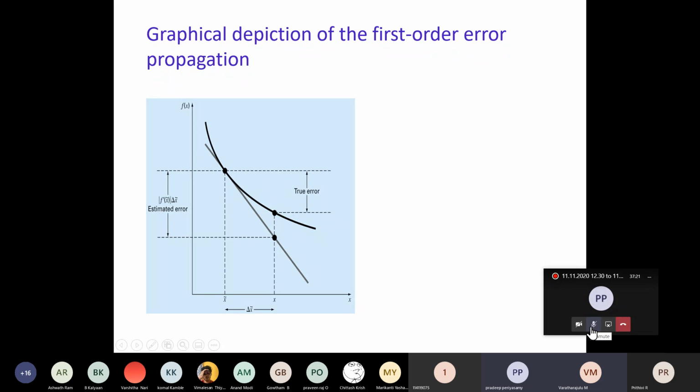Hello everyone, I'm Pradeep. I'm here to continue with the graphical depiction of first order error propagation. We are now presented with a simple graph between f of x and x. The curve represents the function f of x, and on the x-axis we plotted x bar and x, and the difference between them is del x bar. Now we are going to draw a tangent at x bar on the curve f of x, and we are going to project the two points x and x bar on the tangent line, whose projection on the y-axis will give the estimated error.